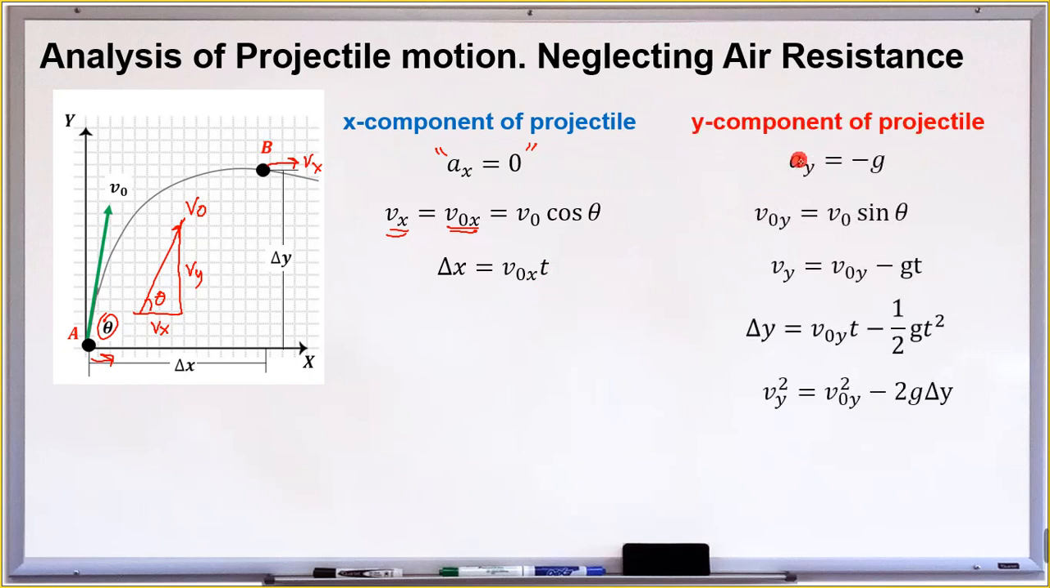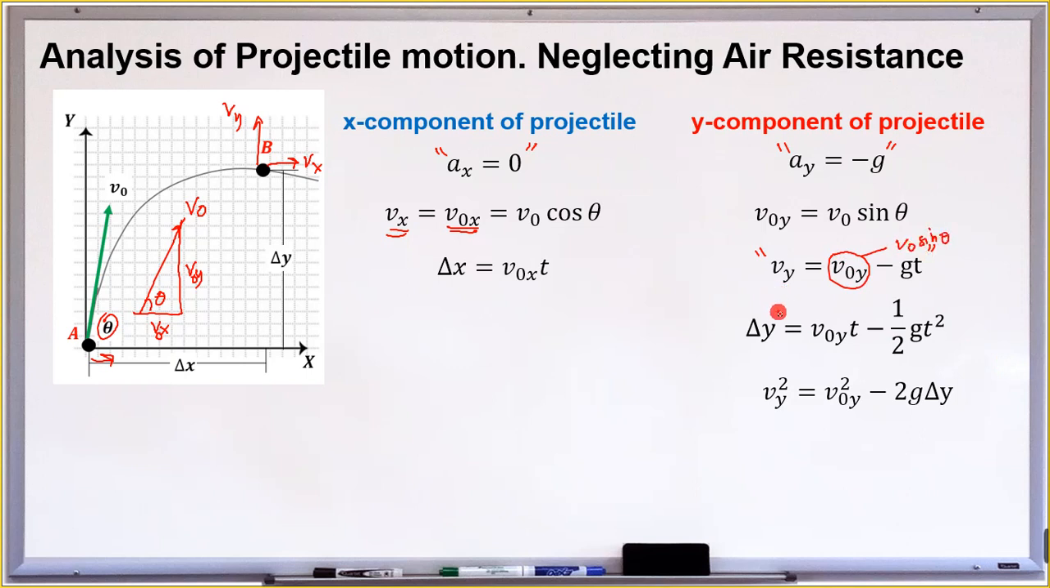However, on the y component, since there is an acceleration which is equal to negative g, negative because we assume that this acceleration acts downward. So the initial velocity along y is equal to v naught, the initial velocity, times the sine of theta. And if you want to know the velocity component along y at any point, let's say for example at point B, that is equal to Voy minus gt. Where is this from? This is from the kinematics equation that we have discussed in the previous lessons. And we all know that Voy, we can represent that as v naught sine theta.